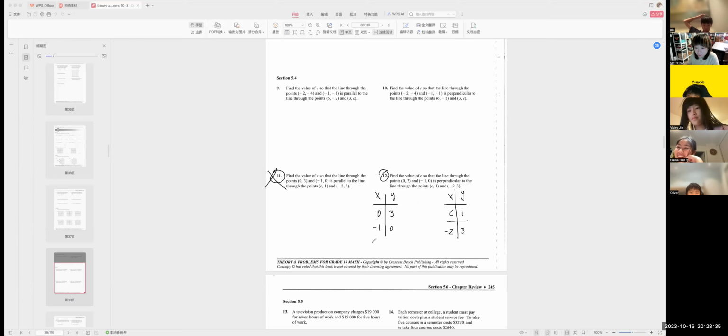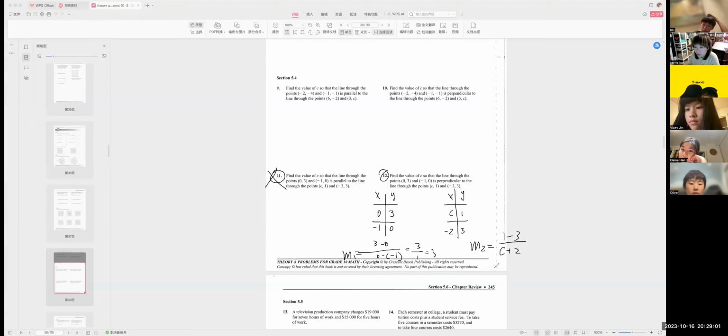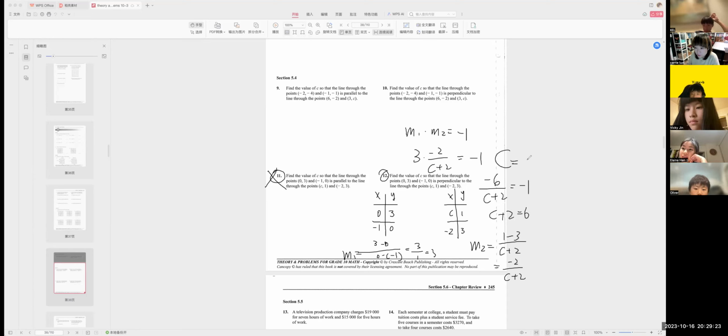Okay, so we can find out the slope of this one. Kevin, Kelvin, 还有Vicky, 你看到没有？老师都会做一个表，对不对？你看为什么要这样？这样就很容易。你看三减零，对不对？你这样子做，你就比较快。 So m1 times m2 equals negative 1. So 3 times negative 2 over c plus 2 equals negative 1. So negative 6 over c plus 2 equals negative 1. So c plus 2 equals 6, so c equals 4. Oh, yeah, that makes sense.